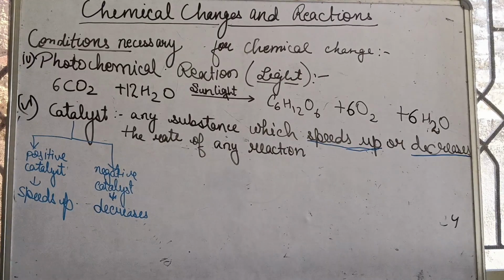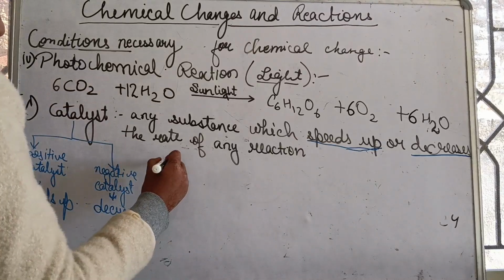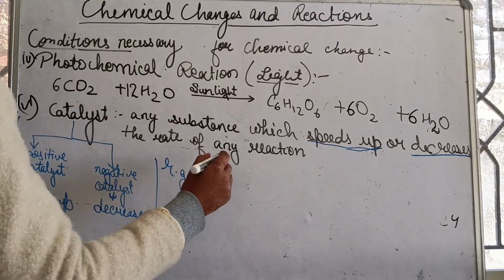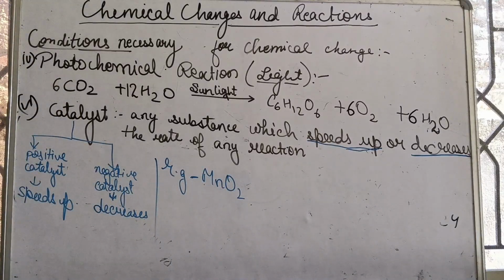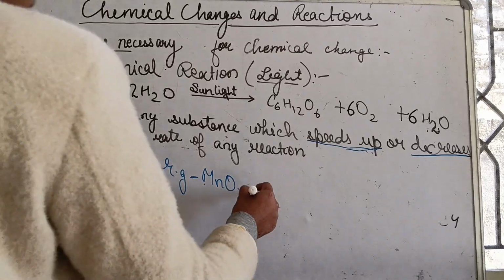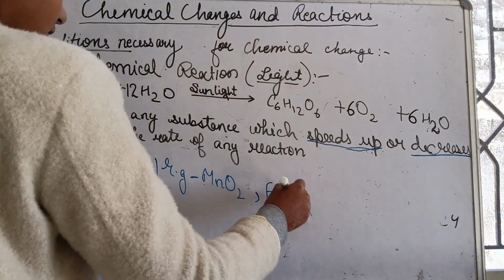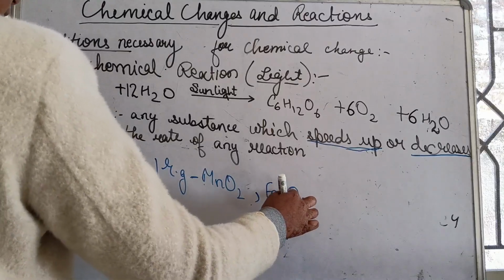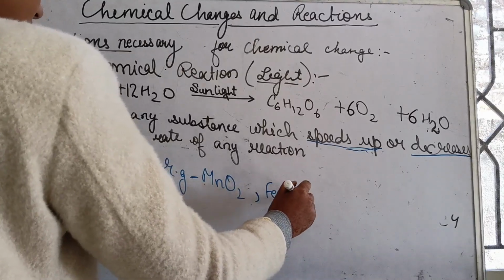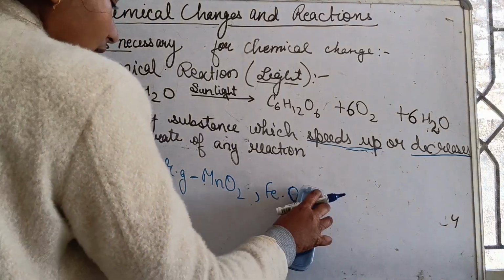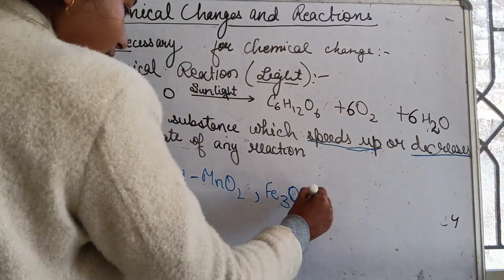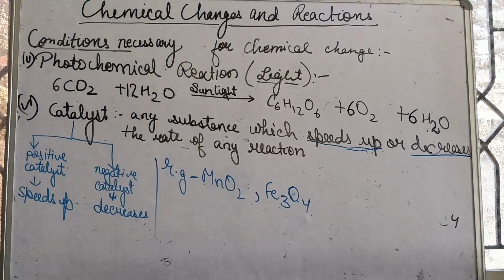Now if we take the example, we can take MnO2, Fe2O3, which we used in the wash process. This we used in the wash process. Fe3O4. So these are the examples of catalyst.